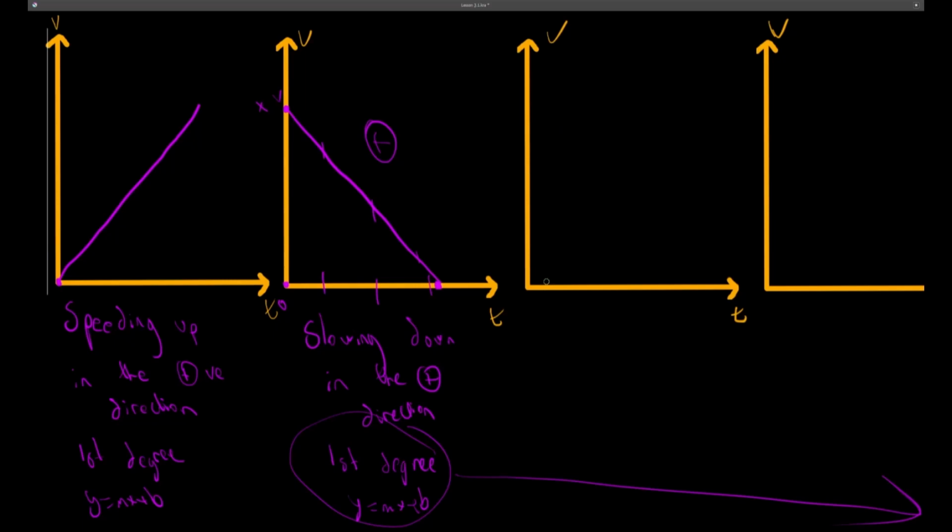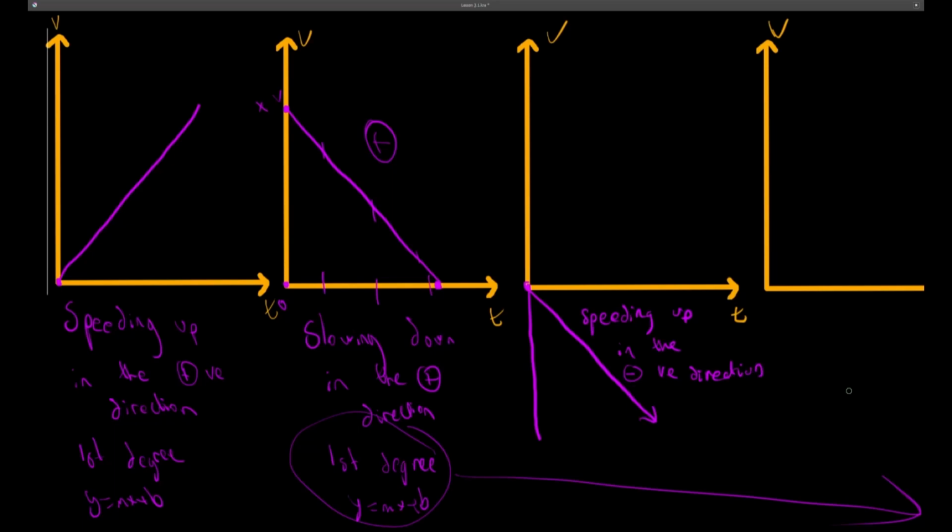Next up, we have speeding up in the negative direction. Why is it speeding up here? Well, if we were to mirror this and draw it again, we saw that this is speeding up in the positive direction. So this would be speeding up in the negative direction, because as time goes by, it's getting more negative and more negative until it reaches whatever point. So it's speeding up in the negative v direction.